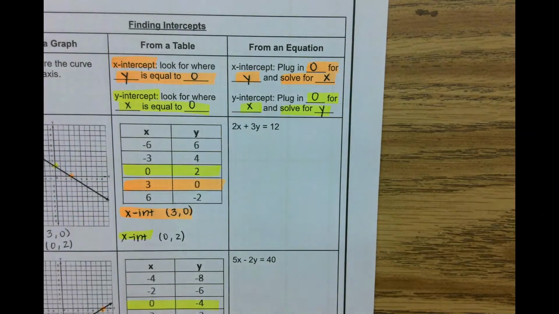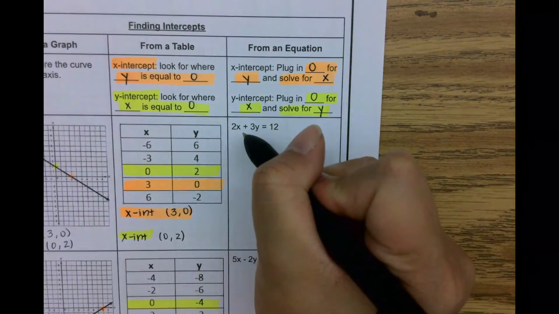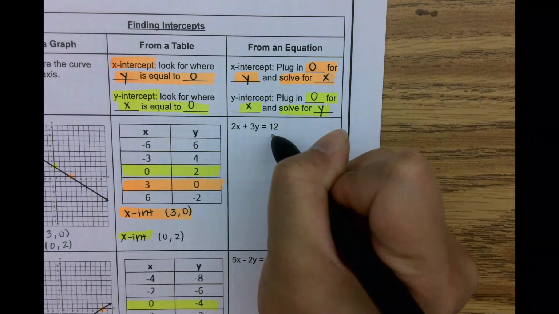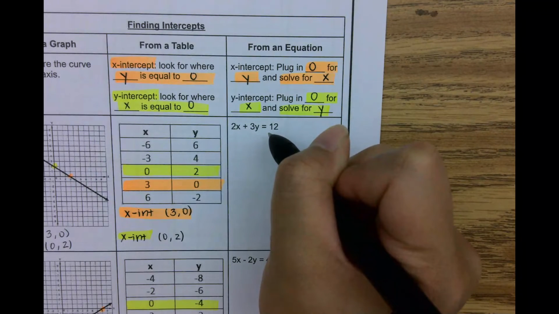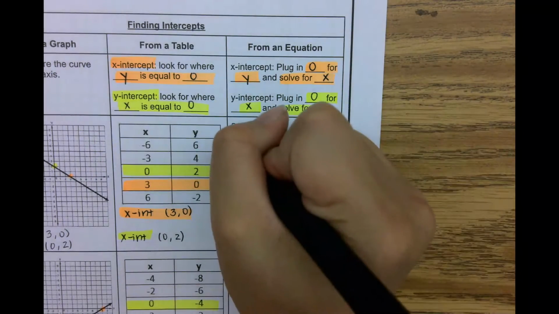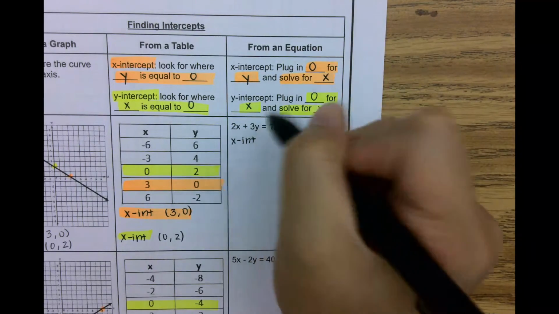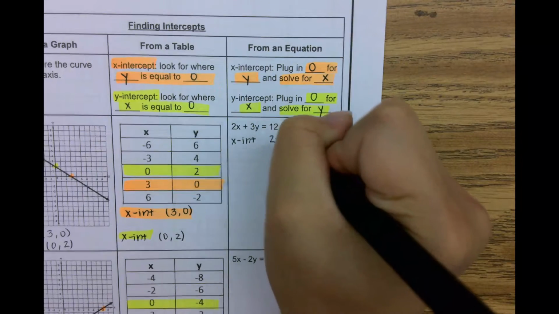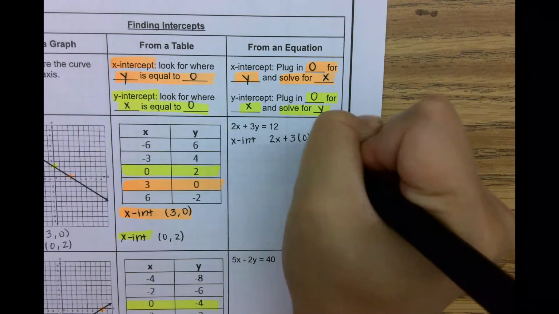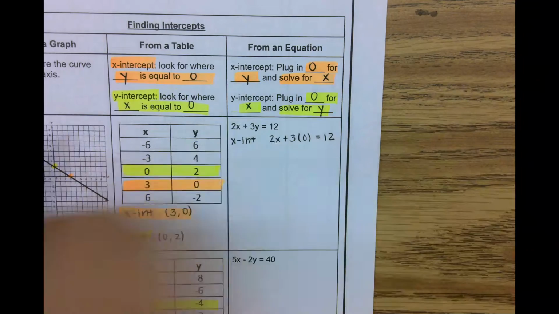So let's get started. Here we have an equation, 2x plus 3y equals 12. This is known as the standard form of a line. I'm going to start by finding my x-intercept. I'm going to plug in 0 for y here. So 2x plus 3, I'm going to replace y with 0, and I'm going to solve.